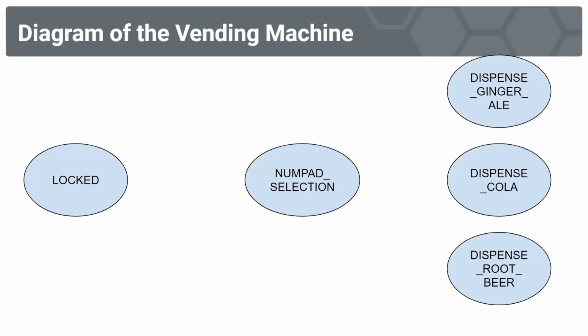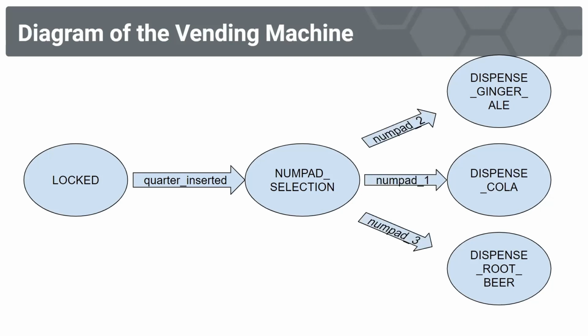So the first thing is, of course, moving from the lock state to the numpad selection. If a quarter is inserted, then we would move on to numpad selection. So we can just simply write that as a transition saying if a quarter is inserted. Next, depending on the input from the numpad, we want to either dispense cola, ginger ale, or root beer, if it's 1, 2, or 3. So we can write a transition that depends on if the numpad input is 1, 2, or 3.